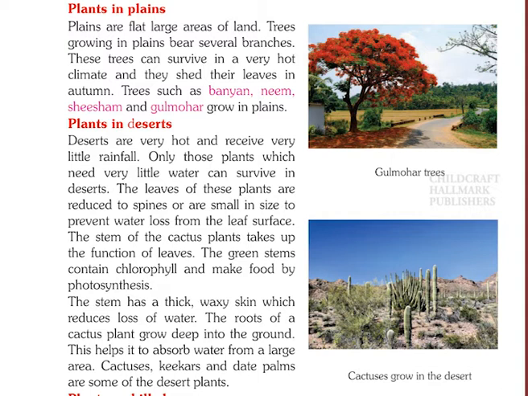The green stems contain chlorophyll and make food by photosynthesis. The stem has a thick, waxy skin which reduces loss of water. The roots of a cactus plant grow deep into the ground. This helps it to absorb water from a large area. Cactuses, kikars, and date palms are some of the desert plants.